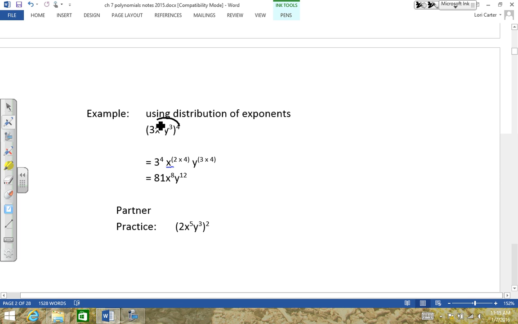So this is 3 to the 4th. Then the 2 times the 4, and then the 3 times the 4. You must do everybody. So 3 to the 4th is 81. 2 times 4 is 8. 3 times 4 is 12.